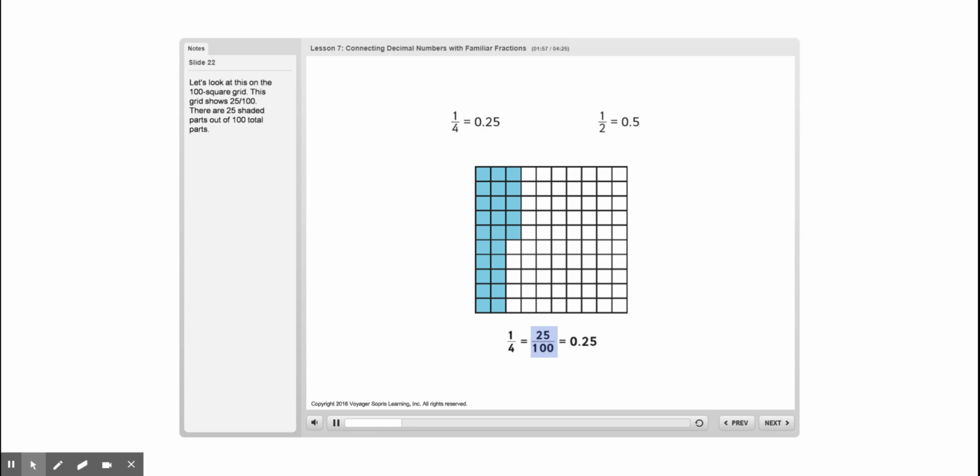Let's look at this on the 100 square grid. This grid shows 25 hundredths. There are 25 shaded parts out of 100 total parts. If we shade the grid a different way, it is easier to see that 1/4 of the grid is shaded.